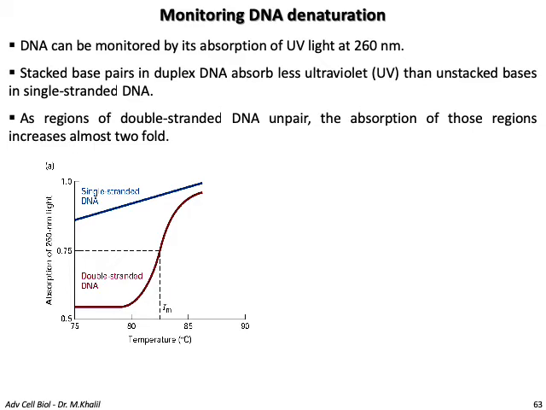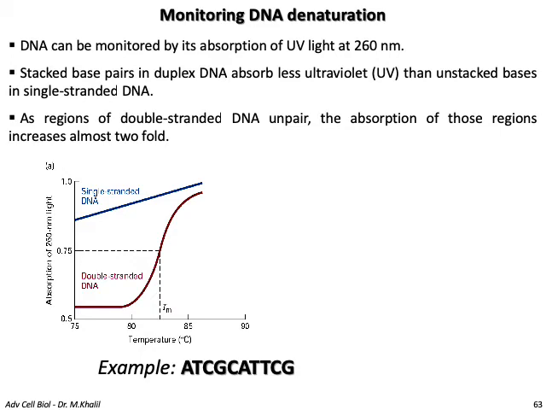Bases in duplex DNA absorb less UV than the unstacked bases in single-stranded DNA. As regions of the DNA strand become unpaired, the absorption of these regions increases almost twofold. You can see from this figure that as we increase the temperature of double-stranded DNA, the absorption increases, while for the single strand, the change is not that dramatic. So we can use this principle to calculate the Tm of a DNA molecule.